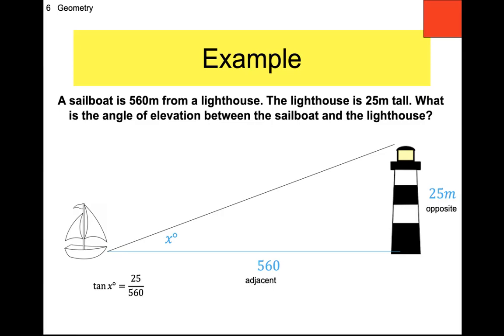We're solving for an angle, so we're going to do inverse tangent this time. So inverse tangent of both sides. On the left side, inverse tangent and tangent are inverse operations of each other, so they would cancel. You'd be left with x, and the 25 over 560 is what you would toss in. So therefore, x is about 2.6 degrees. At 2 degrees, we were 700 meters away. At 2.6 degrees, we're closer, and we're 560 meters away.